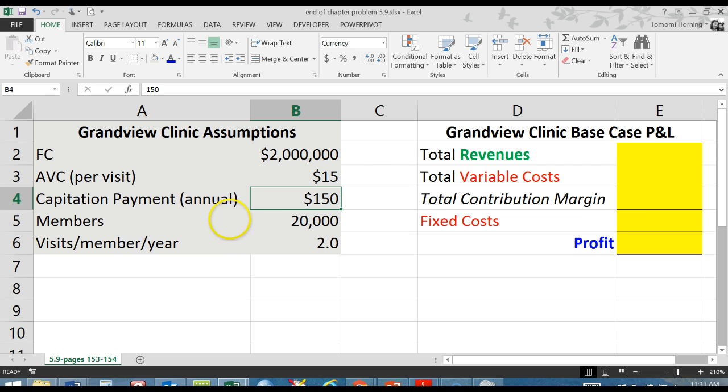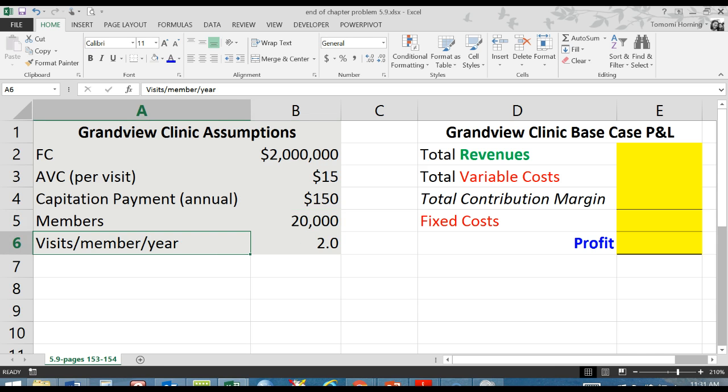And the second part of that sentence then is the number of members Grandview Clinic has been assigned, and in this case it's 20,000 members. The last sentence is that past experience indicates that the population served will average 2 visits per year. So here's visits per member per year, and that's 2. So we have all of the information that we need in order to come up with this base case P&L, which is what you're going to be doing in letter A.